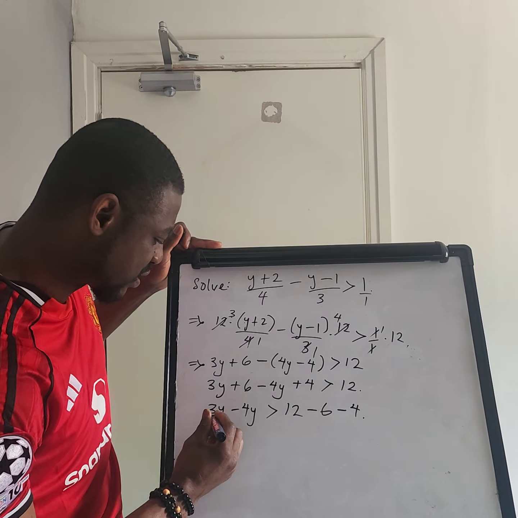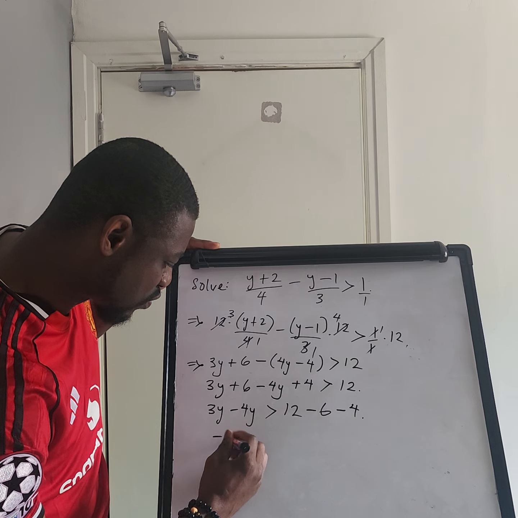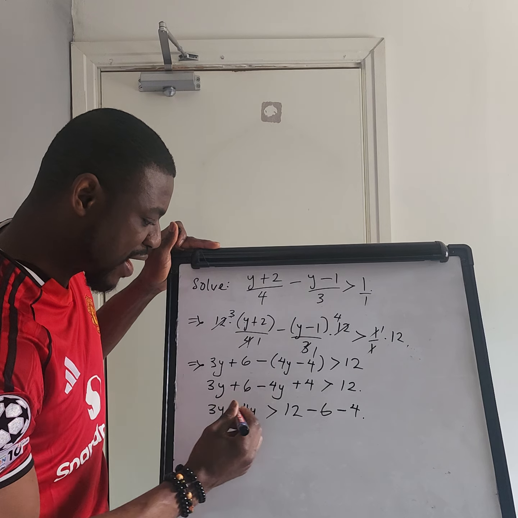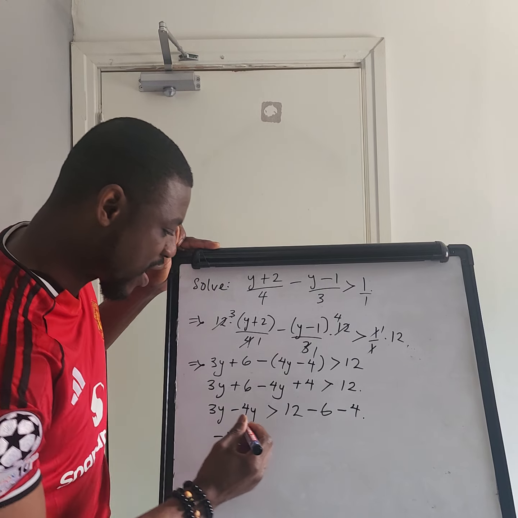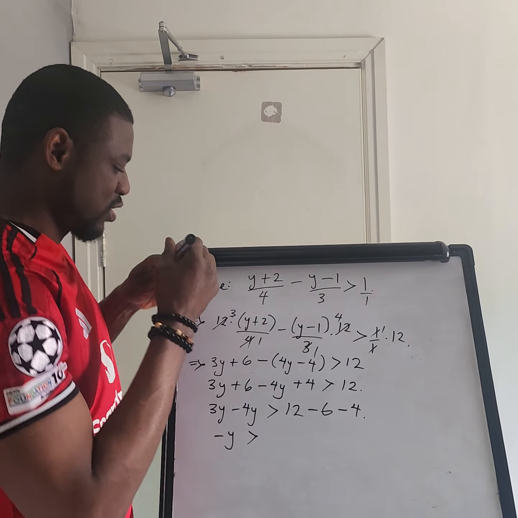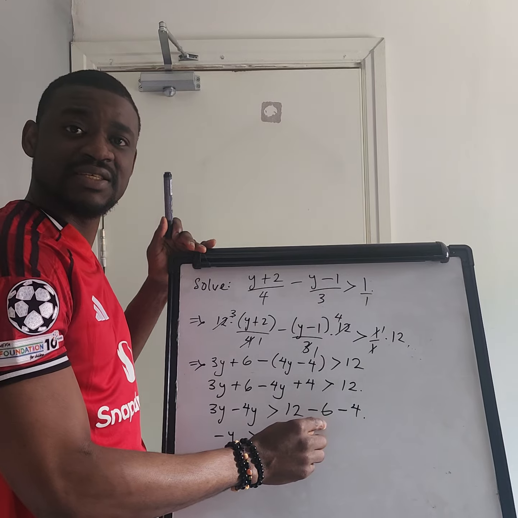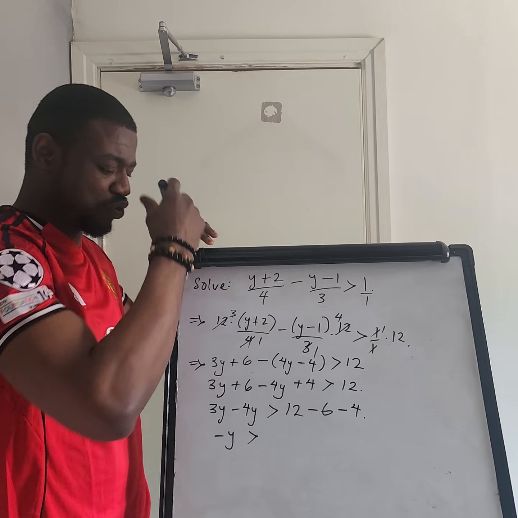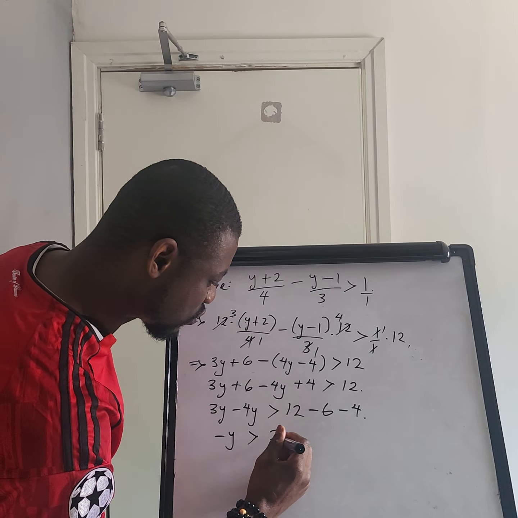What does that leave us with? We have minus y. There is 1 here, but I'm not going to write it. So 3 minus 4 give me 1. We just write y greater than 12 minus 6. What does it give? 6. 6 minus 4, 2. So we're going to have 2 here.